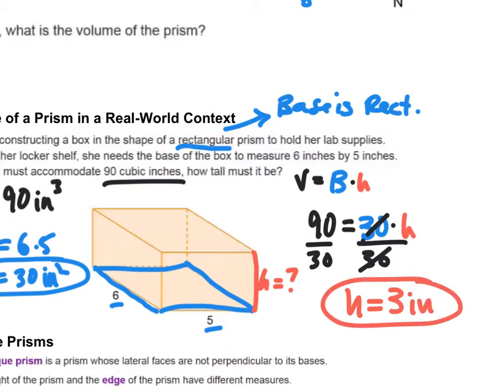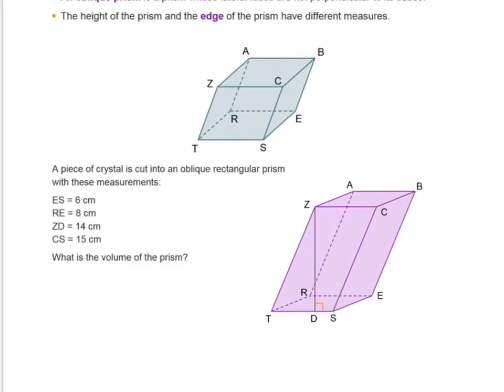Okay, now remember, I was solving for a length. A length is a one-dimensional piece. That means I have a 1, it's just an inch. Okay, not inches squared, not inches cubed. All right, moving on. Let's talk about oblique prisms.